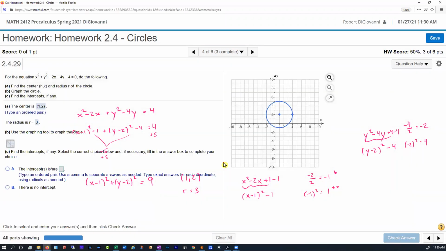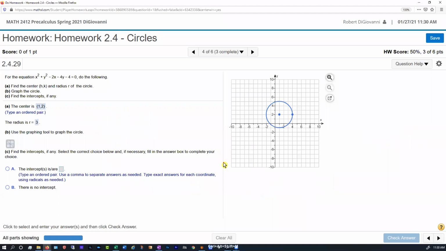Okay, so now I need to find the intercepts. So let me clear this out. To find the intercepts, there are 2 types we're looking for. We're looking for anywhere the graph hits the x-axis, those are x-intercepts. And then we're also looking for anywhere the graph hits the y-axis. Let me do a different color here. Where we hit the y-axis, which would be here. So let's do the x-axis first.